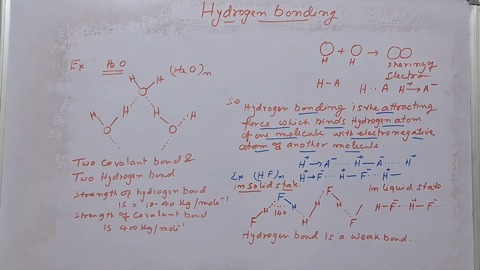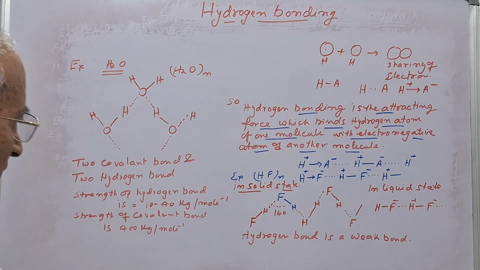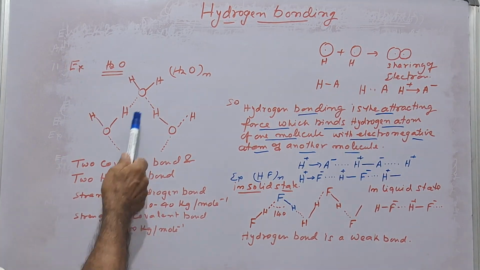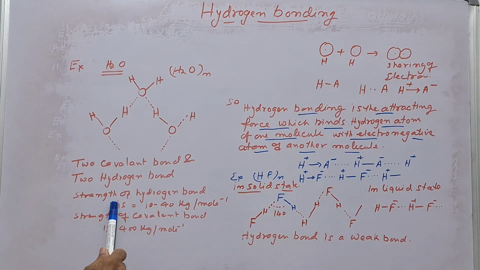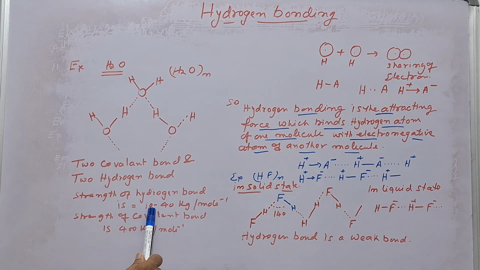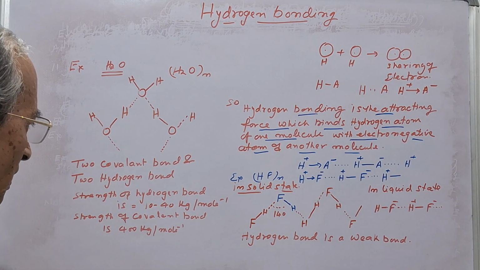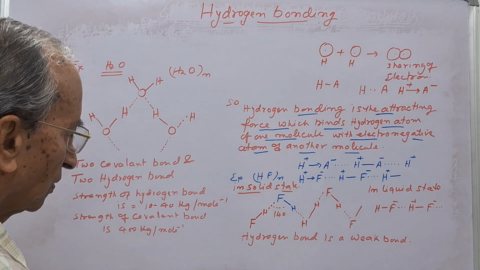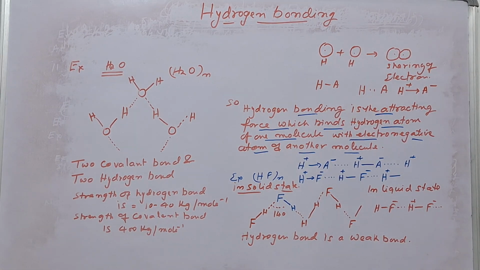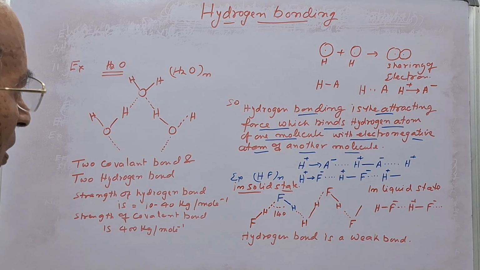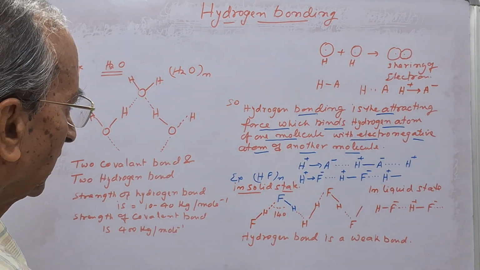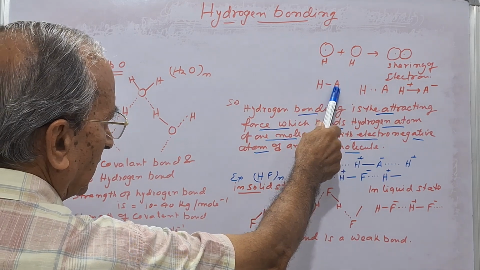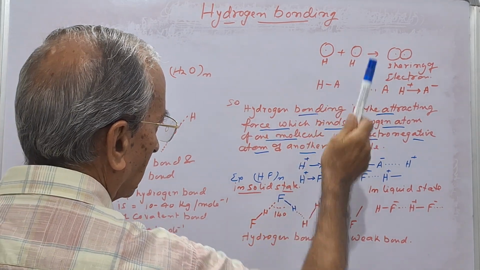Now one point to be remembered is that the hydrogen bond is a weak bond while the covalent bond is a strong bond. The strength of the hydrogen bond is about 10 to 40 kJ per mole, and the strength of the covalent bond is about 400 kJ per mole. So we can say the hydrogen bond is a weak bond which is formed by the electronegative atom attracting the hydrogen atom of the other molecule.